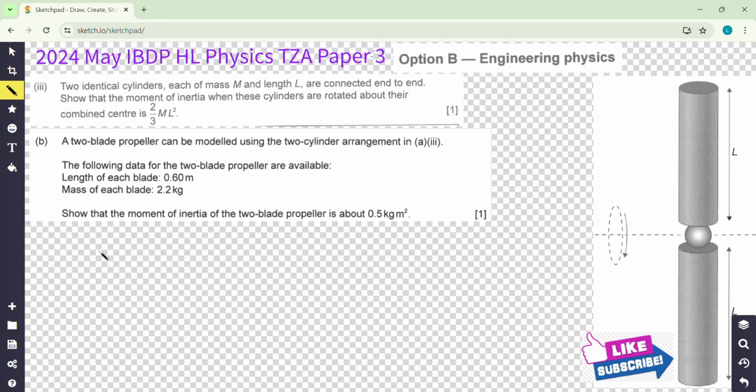It's on paper 3, option B, engineering physics. Question number 8. We finished A8 and now we go to 8B.